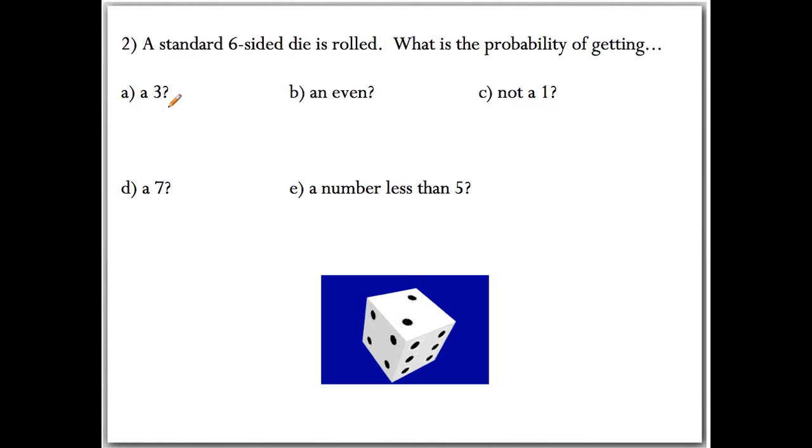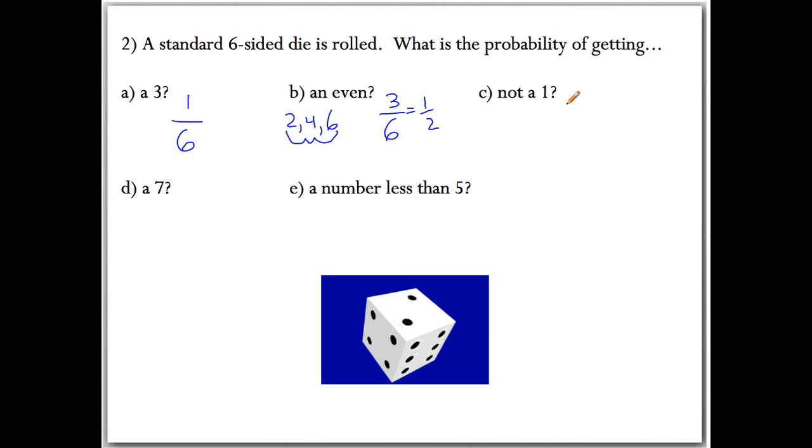So we ask ourselves, how many outcomes are favorable to 3? Well, there's 1 three on the die out of the total possible outcomes of 6. So it's a 1 in 6 chance of getting a 3. How about getting an even number? Well, we have a 2, a 4, and a 6. So there are 3 outcomes favorable to even out of our 6 possible outcomes. And so we have 1/2 probability, or 50%.